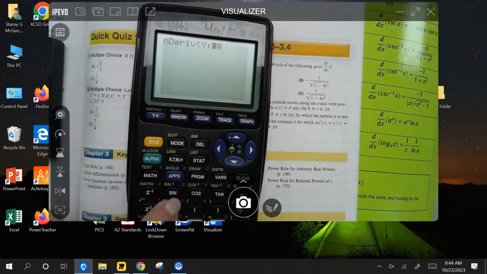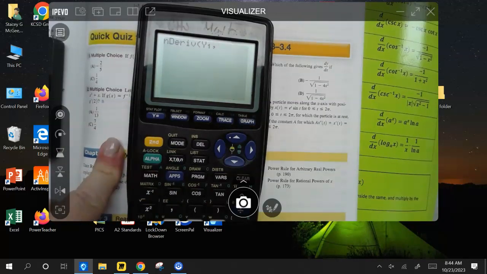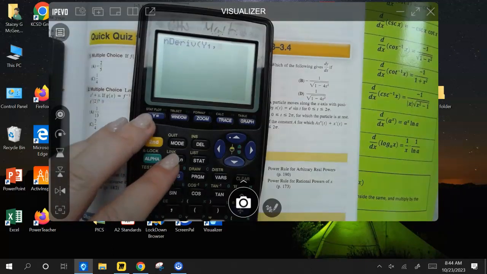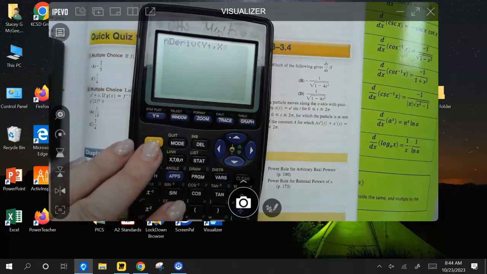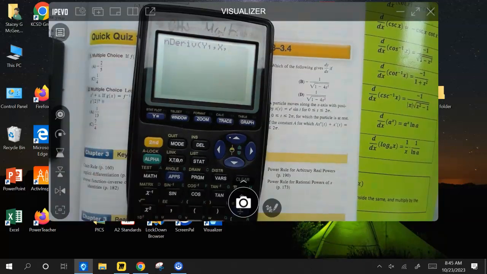Then we're going to do the comma, and we need to tell it what variable we're taking the derivative with respect to. Now you understand that a little bit better, because we can do it with respect to other variables. But that's okay. I'm going to hit x because I definitely want it with respect to x. And then I want it evaluated at a specific value. What value do I want it evaluated at? 2. So I'm just going to hit a 2, and I'm going to hit enter.